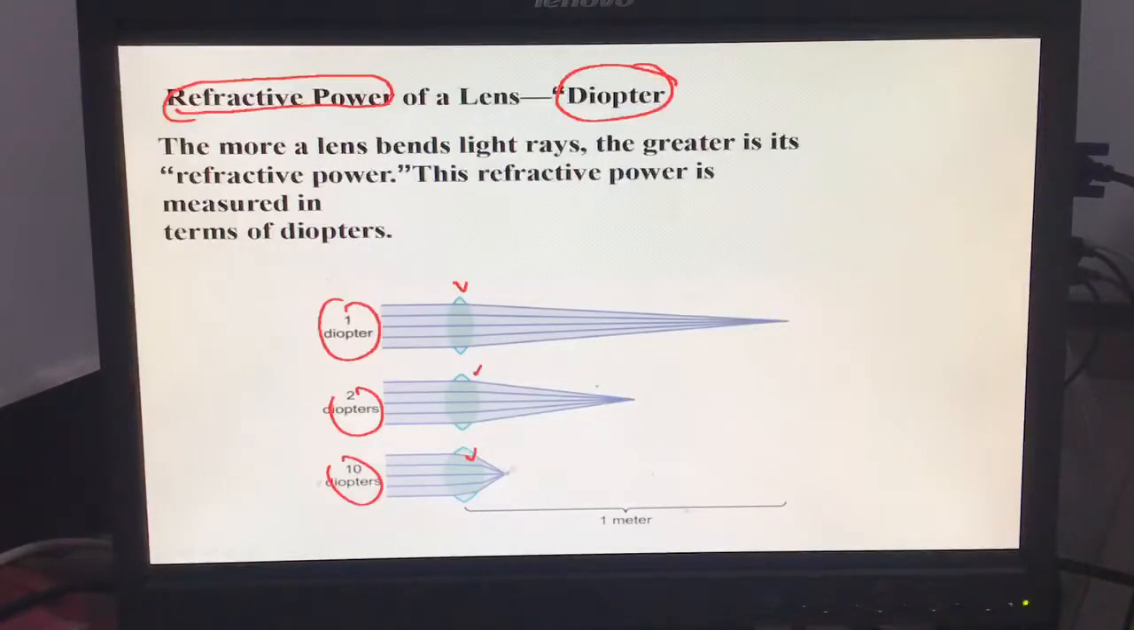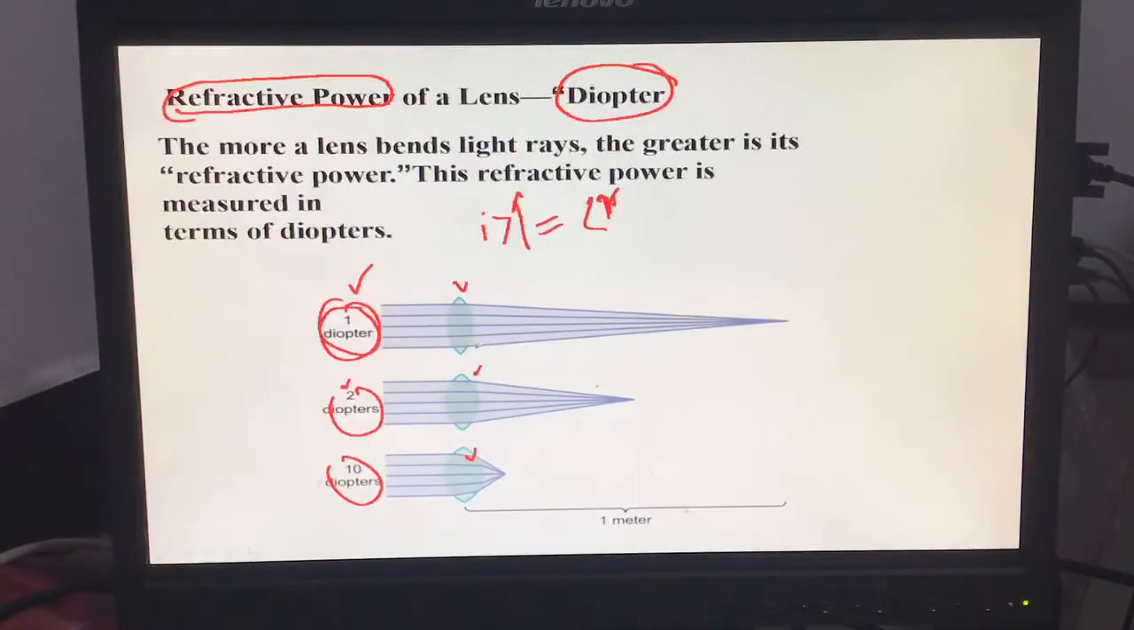You can see here the diopter. If the lens curvature changes, all lenses have different curvature, it means the angle of incidence differs. If the angle of incidence increases or decreases, the angle of refraction also changes. So if the angle of refraction changes, now you can see here, maybe we measure the power here, maybe one diopter, two diopter.